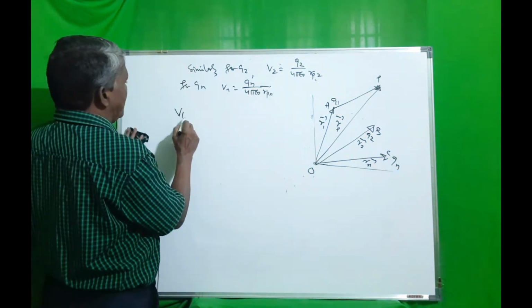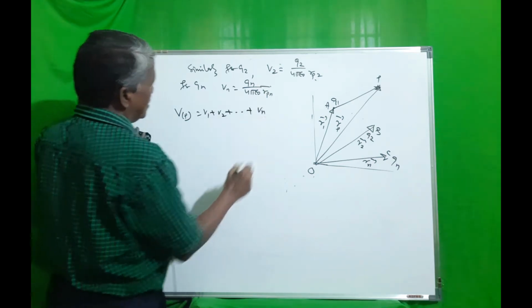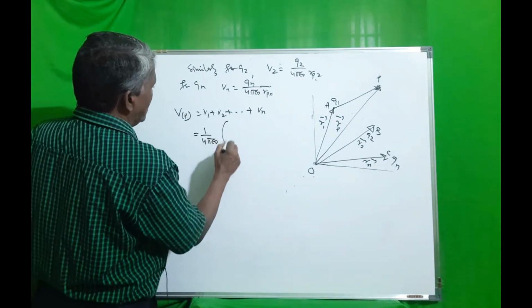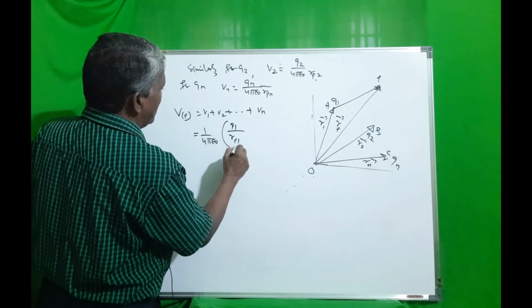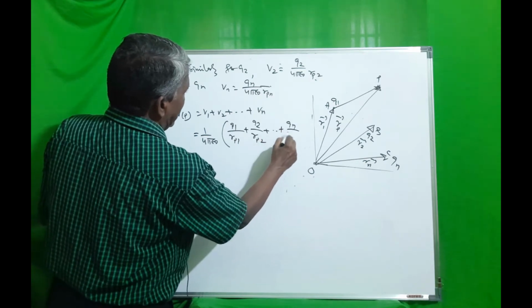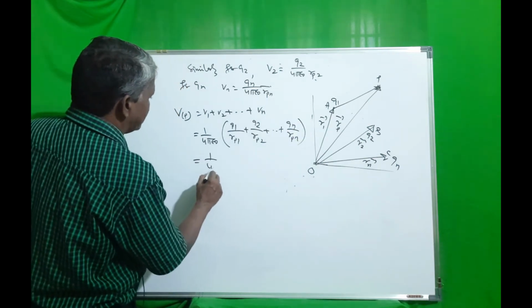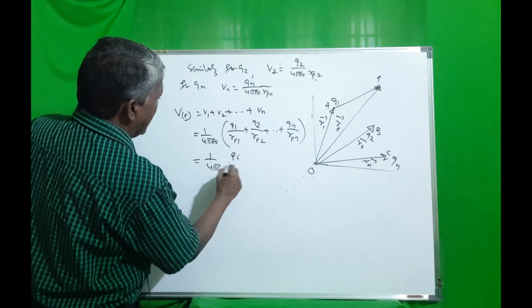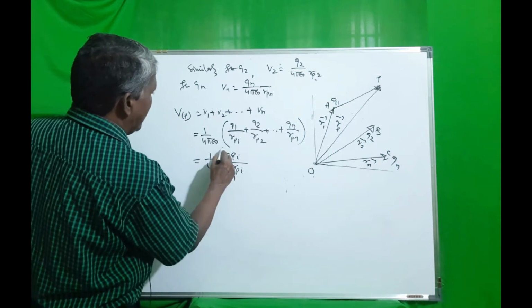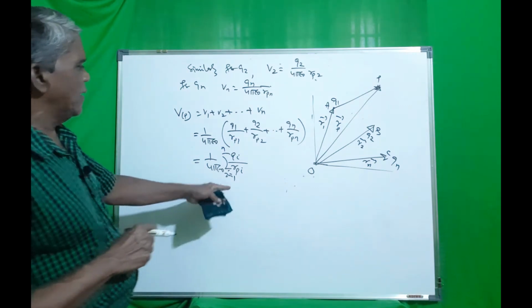So potential at P is V1 plus V2 plus Vn. This is 1 by 4 pi epsilon 0 times q1 by rp1 plus q2 by rp2 plus qn by rpn. So in short, we can write 1 by 4 pi epsilon 0 times the sum of qi by rpi, where i is equal to 1 to n.